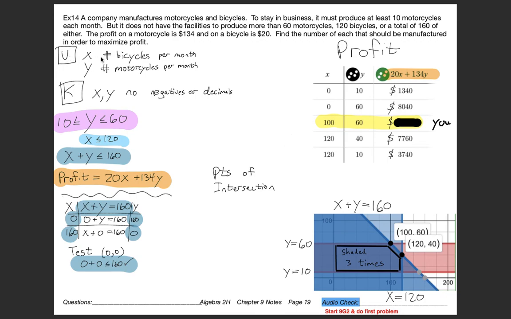The unknowns, notice I again labeled as X and Y because I know I'm going to eventually have to graph them. So all the more reason to write it out. X is going to be the number of bicycles per month, and Y is going to be the number of motorcycles per month. Interestingly enough, these are interchangeable. If you had chosen Y to go for bicycles and X to go for motorcycles, for example, it wouldn't have mattered. So the choice is arbitrary.